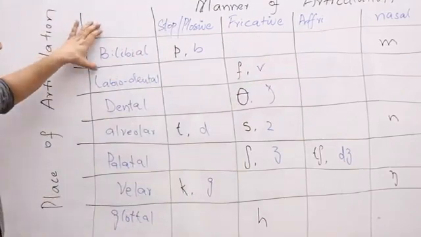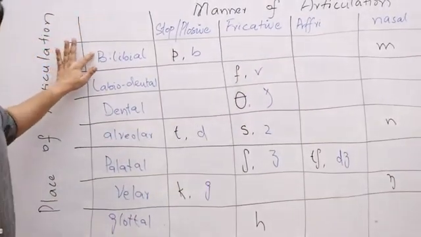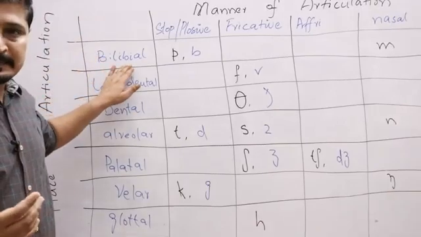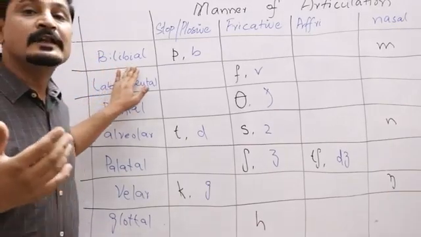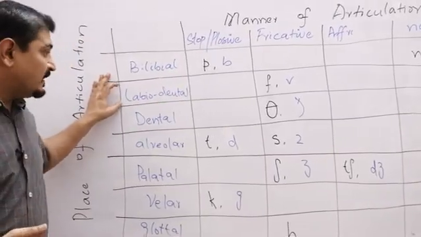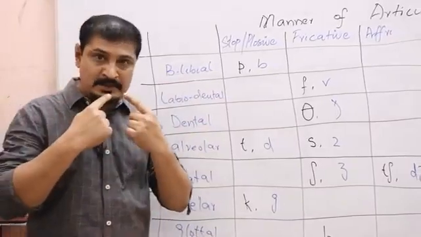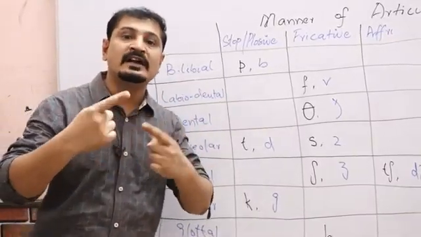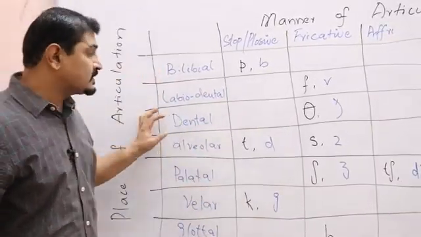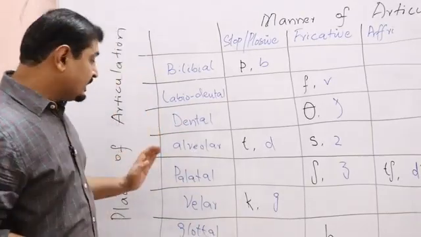The first one is bilabial. Bi means two, labial means lips, so a sound produced with the help of lips. The second one is labiodental. That means a sound which is produced with the help of our lips plus involving our teeth. The third one is called dental. That is purely a dental sound.